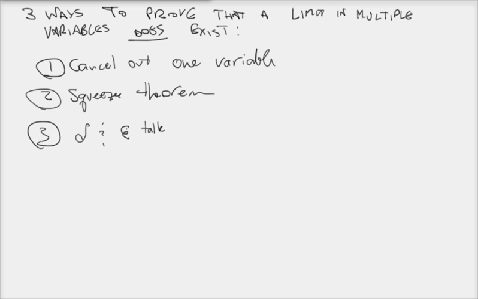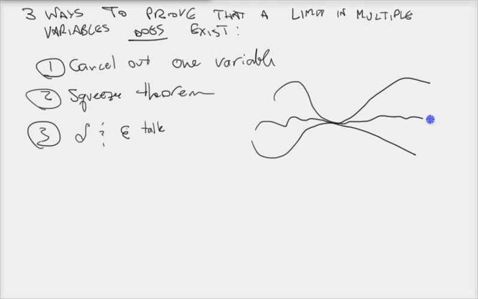Second, you can use the Squeeze Theorem. If you remember from single variable calculus, if you have some function that passes through a value and some other function that passes through a value, and the function that you're looking for is always in between those and is kind of squeezed like this and passes through the same value, the limit of this middle function will also be the same, if the limits of these other two functions are the same. And so that works also in multivariable calculus.